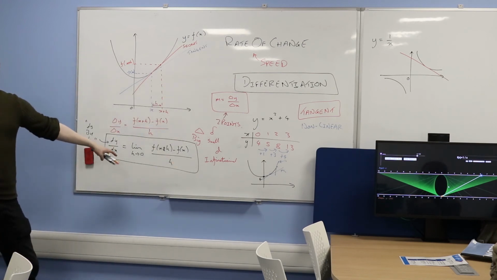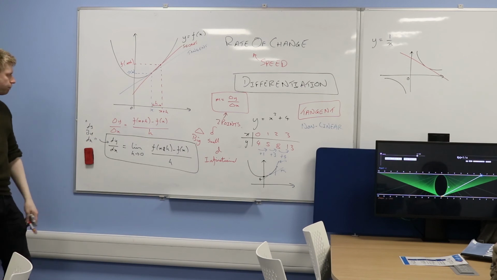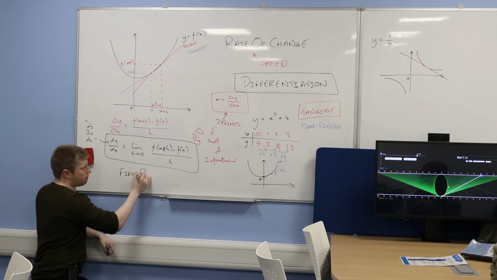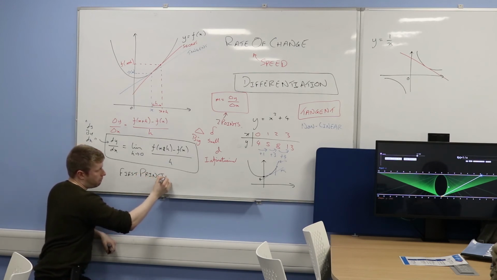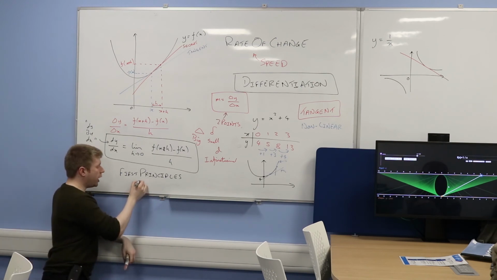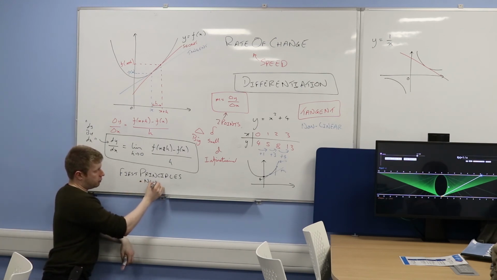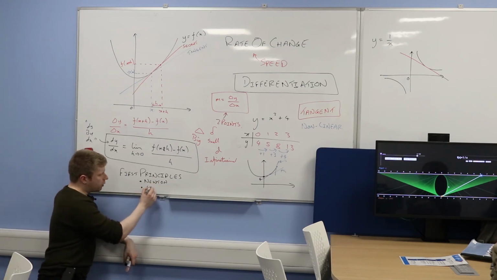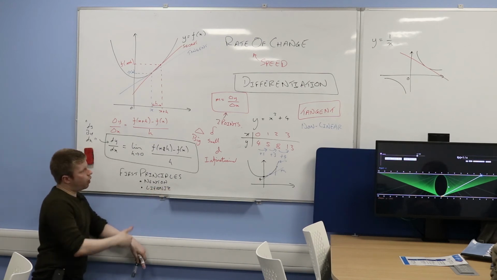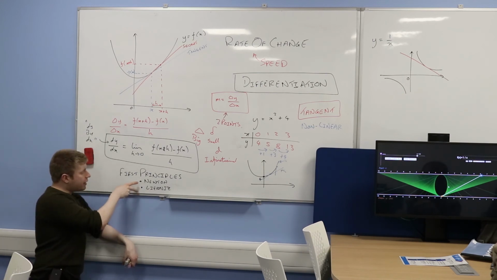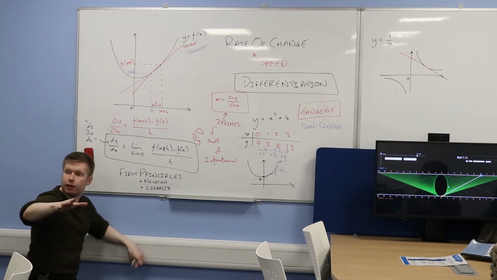Has anybody seen this idea before? This idea here is called first principles. Does anybody know who came up with it? No. Very famous guy, Isaac Newton. In fact, it's a bit unfair to say he came up with it. There was another guy called Leibniz, a German guy. They derived this idea in the 1600s, and they came up with it completely independently of each other.